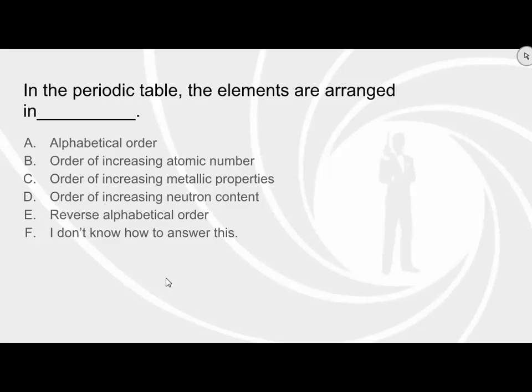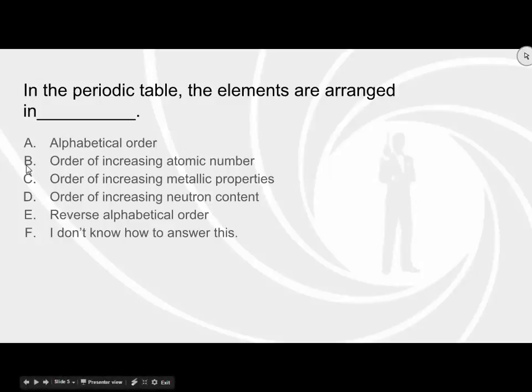So let's use that periodic table to answer a couple questions. In the periodic table, the elements are arranged by what? Think back to when we talked about the periodic table. Is it A, alphabetical order, B, order of increasing atomic number, C, order of increasing metallic properties, D, order of increasing neutron content, E, reverse alphabetical order, or F, I don't know the answer to this.